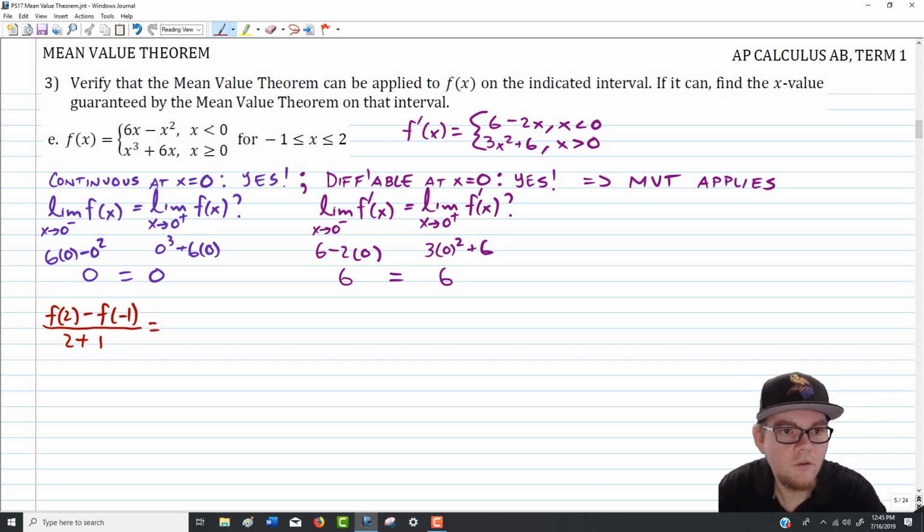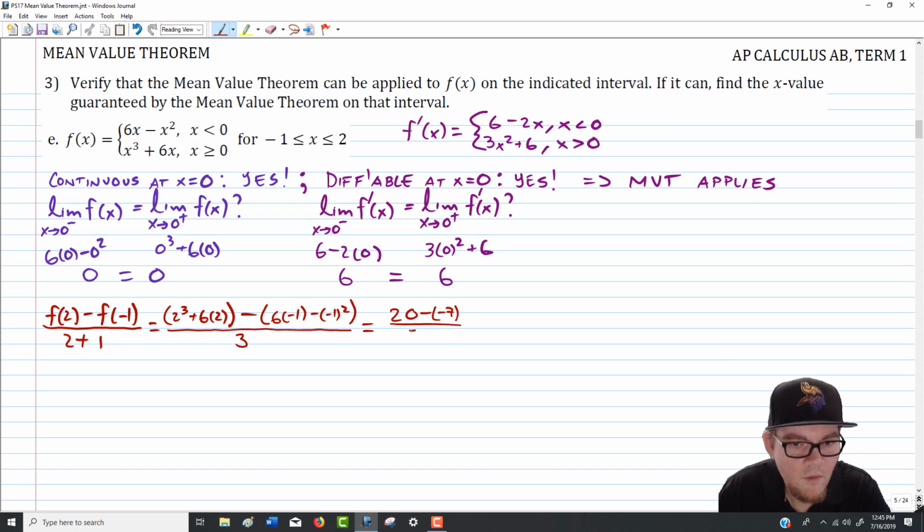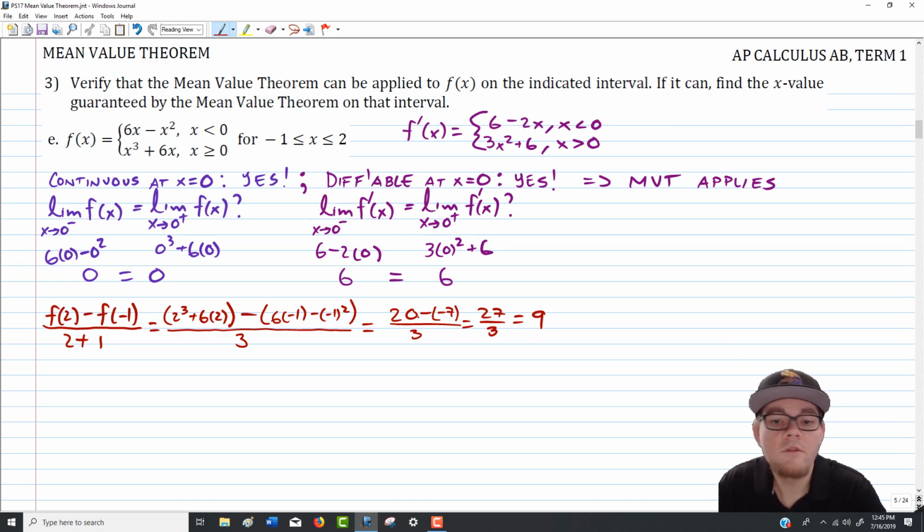So I'm looking here, f of 2 is bigger than 0, so we're going to plug it in. It's going to give us 2 cubed plus 6 times 2. And then f of negative 1, since negative 1 is less than 0, it's going to be 6 times negative 1 minus negative 1 squared. And all of that is going to be divided by 3. Simplifying here, we get 8 plus 12. Is that right? 8 plus 12 is 20. On the other hand, we're going to get minus 6 minus 1 is minus 7. So it's 20 minus a negative 7 all over 3, which is 27 over 3, or 9. So our average rate of change is 9.